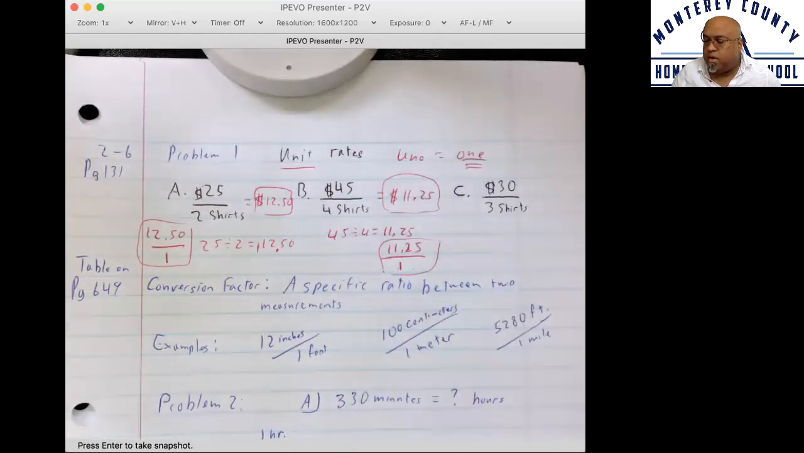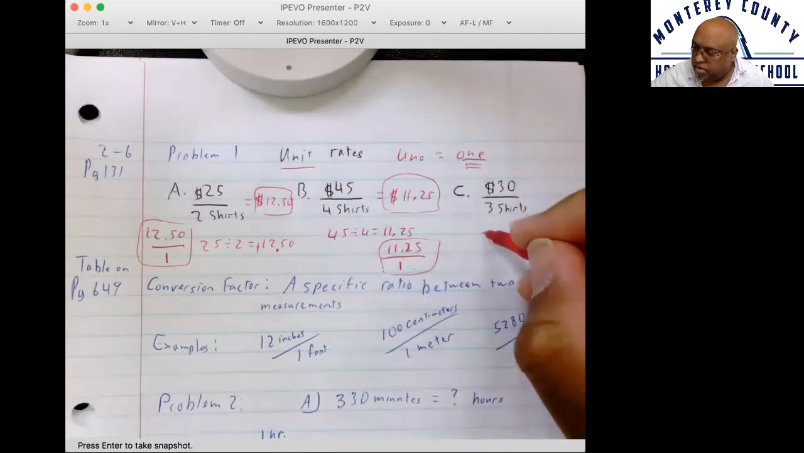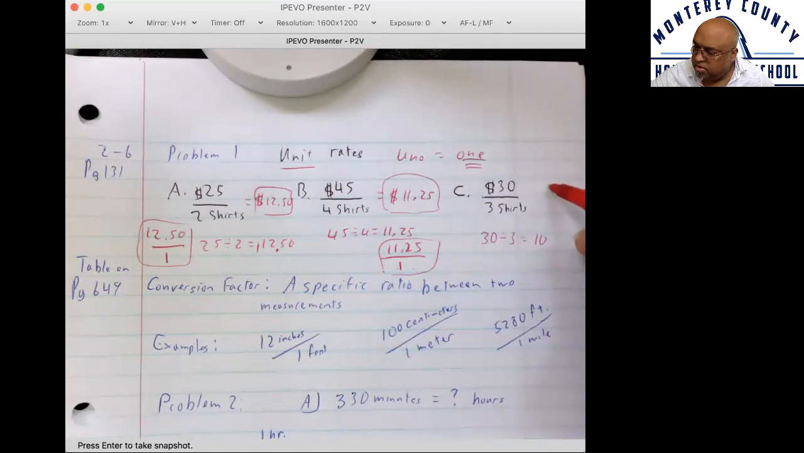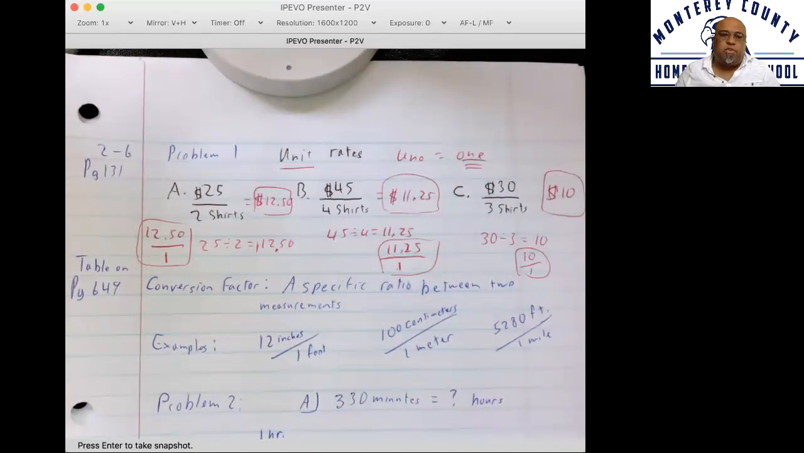Okay, so now I have $30 divided by 3 shirts. So we go 30 divided by 3 is 10. So that would be $10 per shirt. Now I would write it as 10 over 1 to put it as a ratio, but again, I want to write my answer as a whole number. So to answer the question, who has the best price on shirts, store A, B, or C?